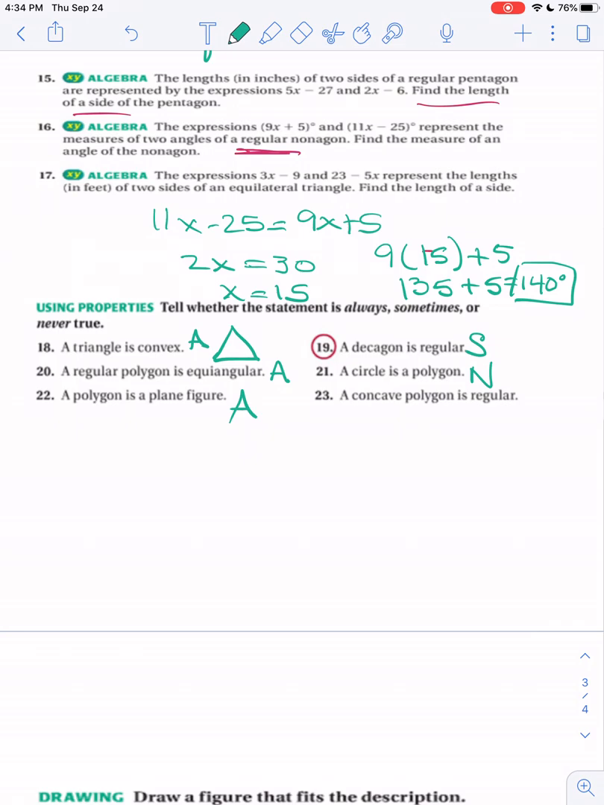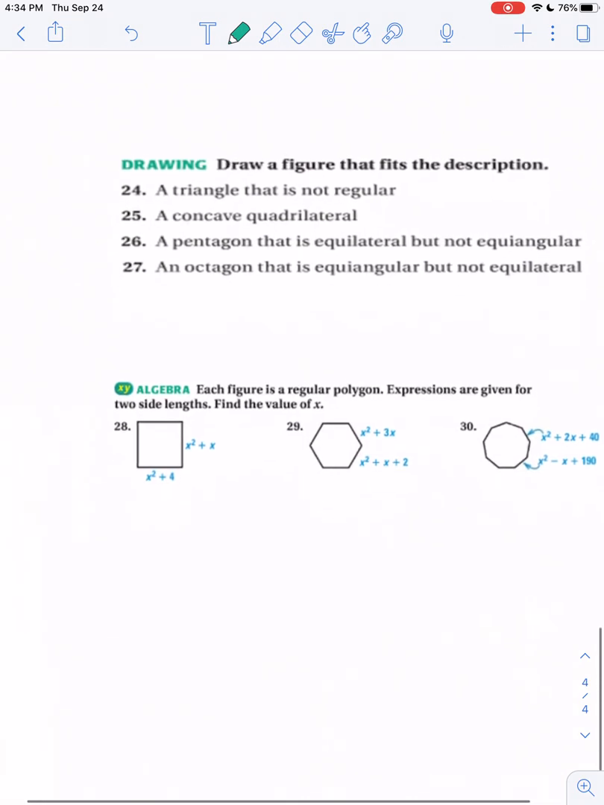And the last one, a concave polygon is regular. If you remember the definition of a regular polygon, it's a convex polygon. If it caves in, it messes up the regular part. So that one's going to be never true. A concave polygon can't be regular. Let's check the next section.